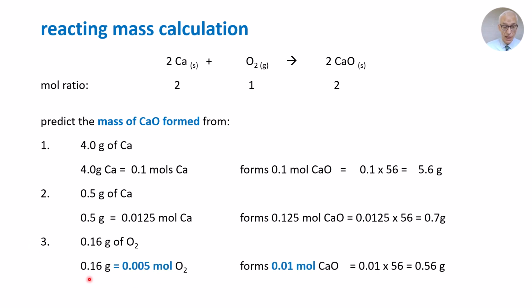Turn the mass into a number of moles. Predict using the reacting mole ratio. The reacting mole ratio is 1 to 2. So 0.005 would make twice that amount, 0.01 moles of calcium oxide, multiplied by the relative formula mass, gives us 0.56 grams as the mass of the product.